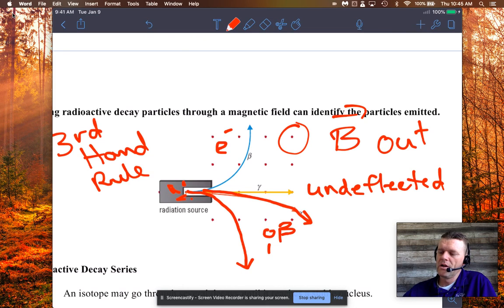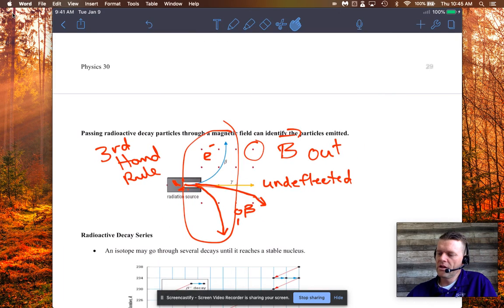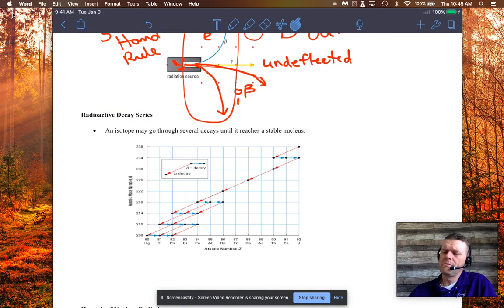positron. But the positron and the electron should have essentially, at least unless they're bumping into things, the same curvature, but in the opposite direction, okay? Because they have the same mass. So, in conclusion then, I should mention this too.